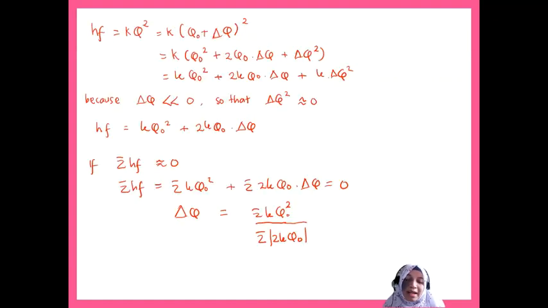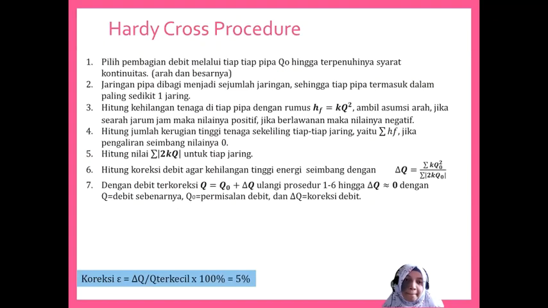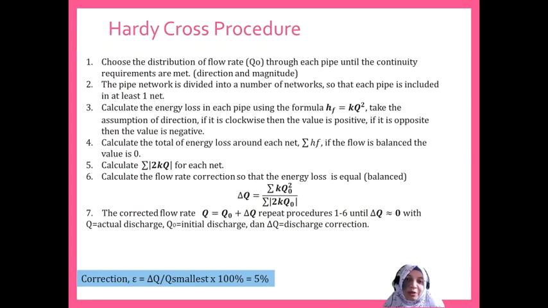Why absolute? Because the error value can be minus or positive, so it must be absolute. Sorry, the slide is in Indonesian, but you can see this slide.